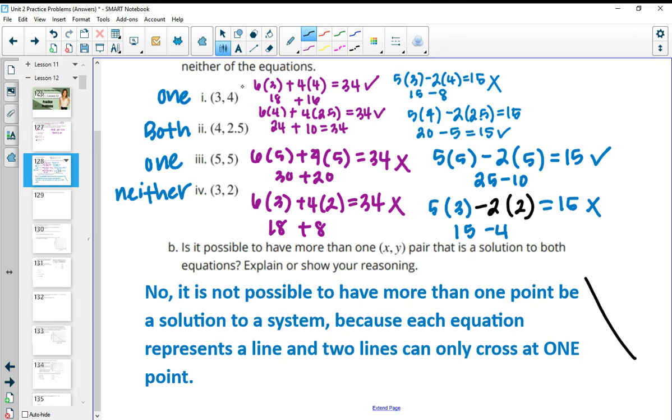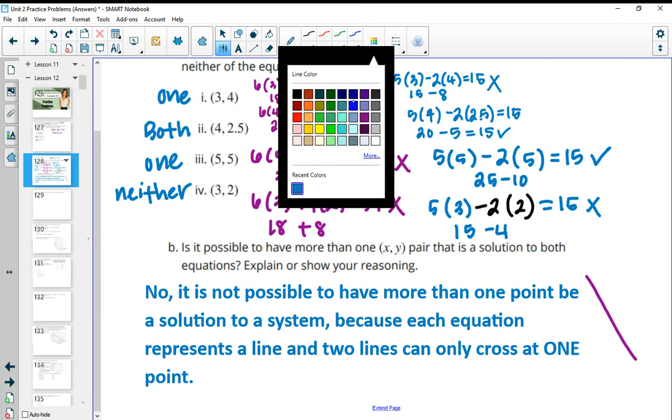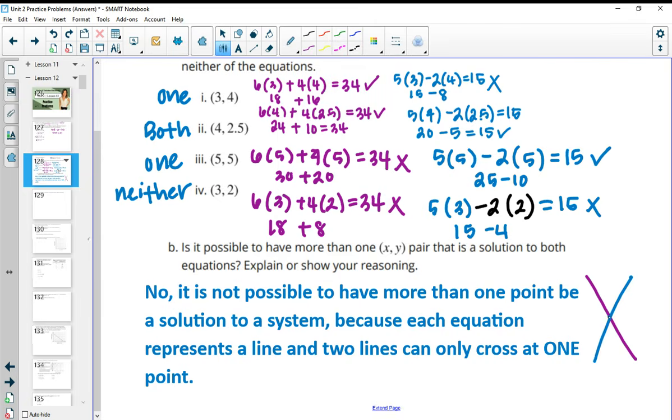So if we take a look at this, and actually let me do purple. So the purple equation, and I don't know what it looks like, but if I just draw a purple line and then I draw a blue line, they're only going to cross at one point. So there can only be one solution for both equations.